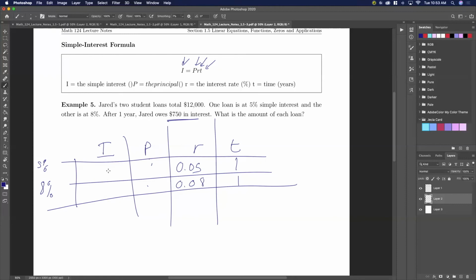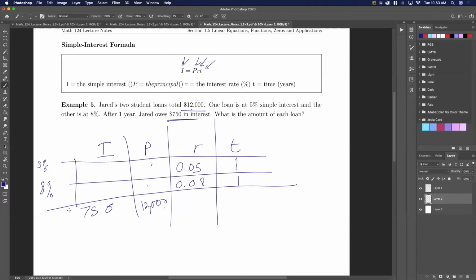But we know the total, we know two totals, right? We know that we put 12,000 into both of them, because that's how much I have taken out. So that's 1,200, sorry, not 1,200, 12,000. This is 12,000. And I know that the interest for both of them is 750. So these are things I know.